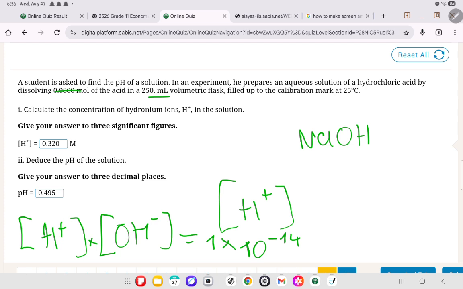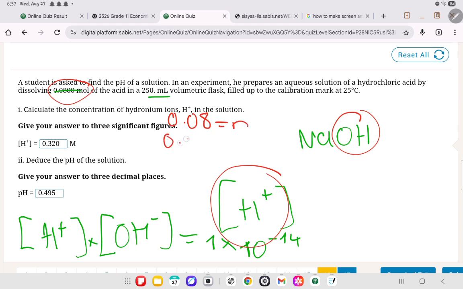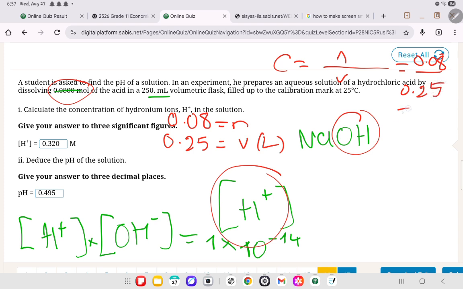So again, let us find the concentration of H plus in this case. We have how many OH minus? In this case, we only have 1 OH minus. So how many moles will we be dealing with? We'll be dealing with 1 mole, right? 0.08 is the number of moles, and 0.25 is the volume in liters. We need to find the concentration. Concentration is number of moles over volume, which is 0.08 over 0.25, which is 0.32 molarity. So the concentration of OH minus is 0.32 molarity.